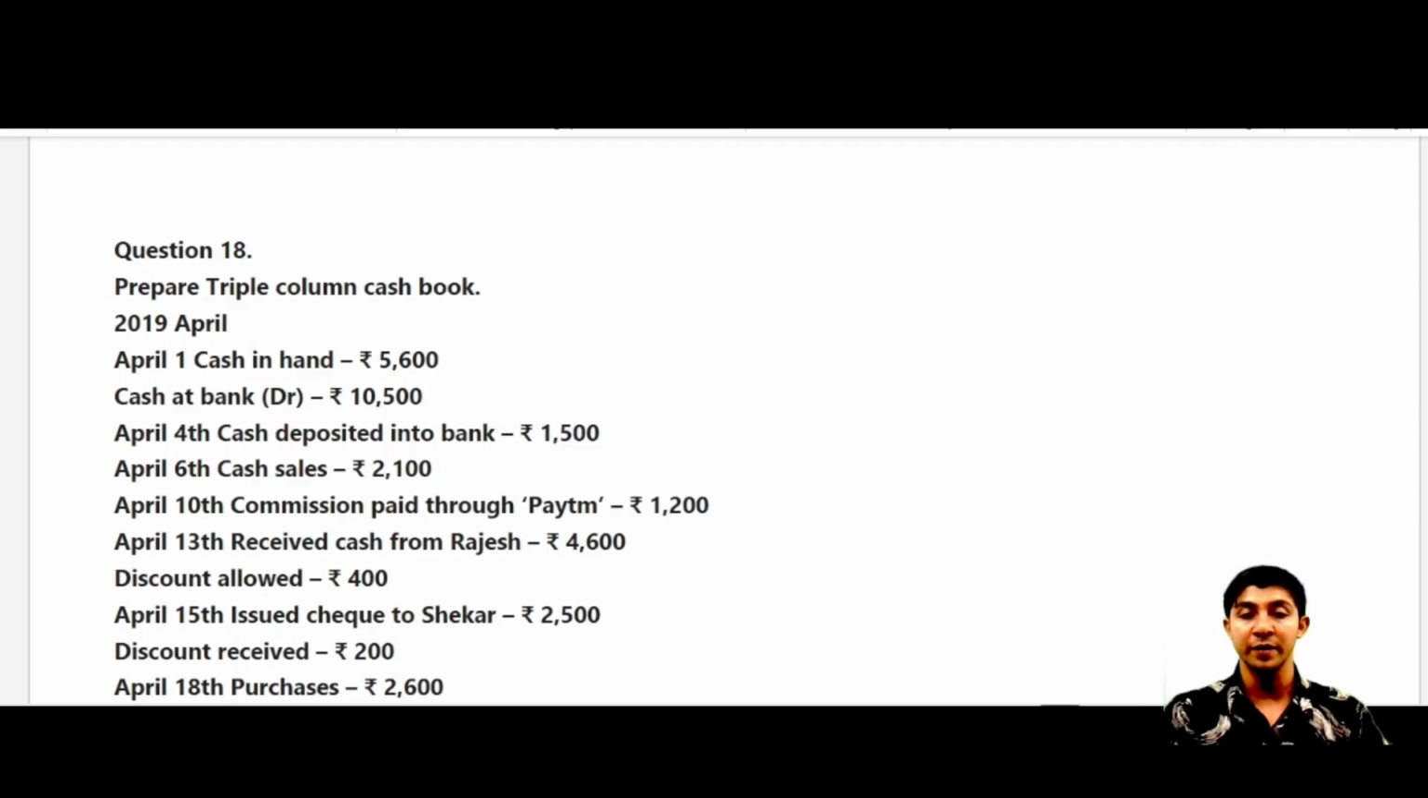Bismillahirrahmanirrahim. Hello everyone, this is Syed Malik, and in this video we are going to solve problem number 18 of cash book from Intermediate First Year Accountancy. Now let us begin with our problem. Prepare triple column cash book. 1st April 2019. Cash in hand, cash at bank. So these both are our asset. और asset का हमेशा debit balance रहता है. First we will draw the format of cash book and we will move towards the debit side.